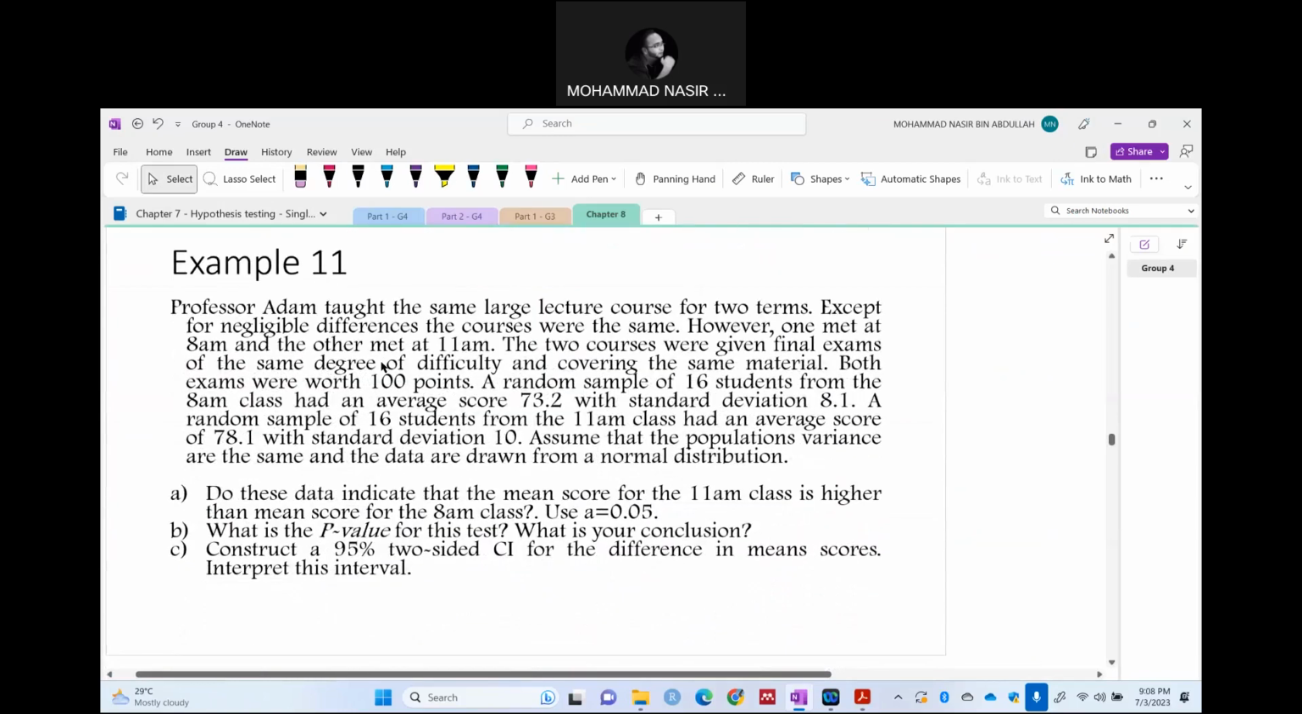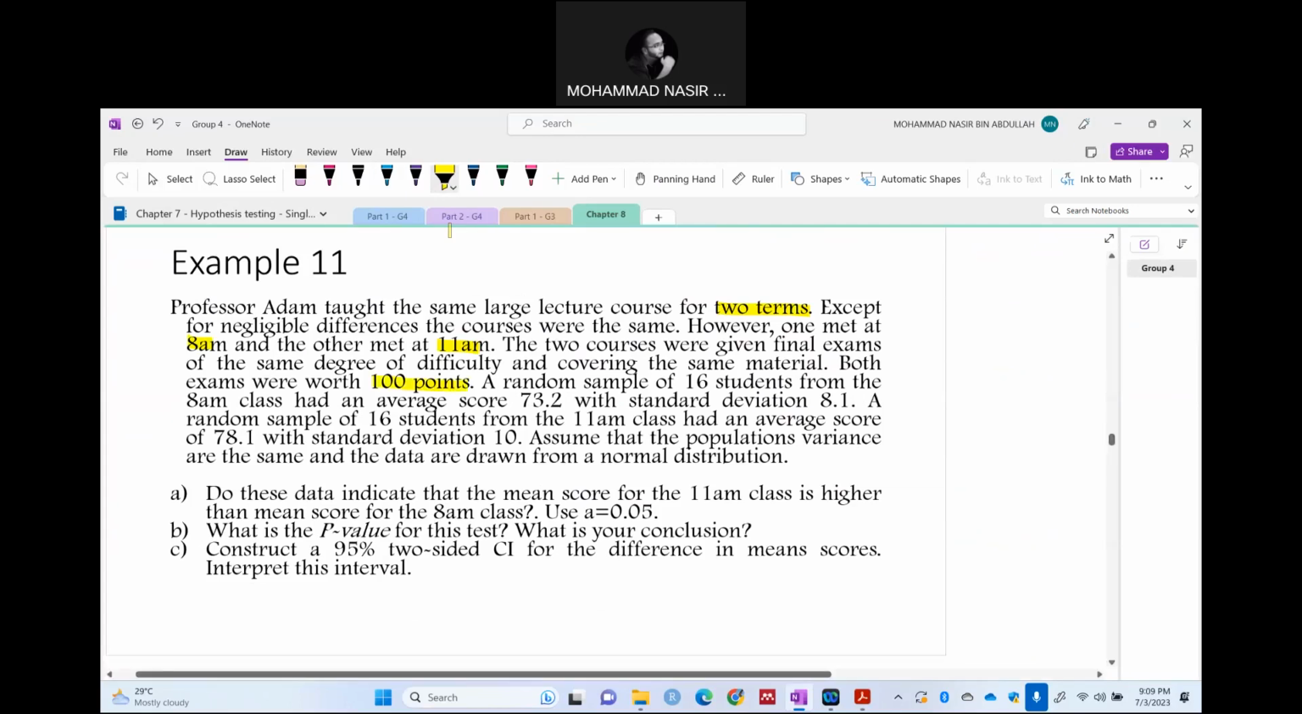Now let's look at example number 11. Professor Adam taught the same large lecture course for 2 terms. Except for negligible differences, the courses were the same. However, one met at 8 a.m. and another met at 11 a.m. The 2 courses were given final exams of the same degree of difficulty, covering the same material. Both exams were worth 100 points.